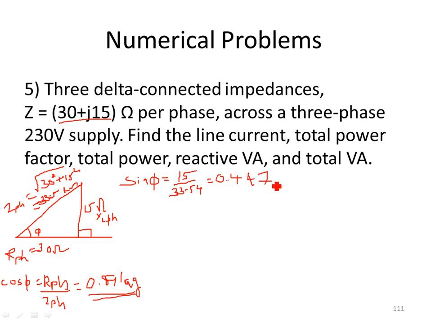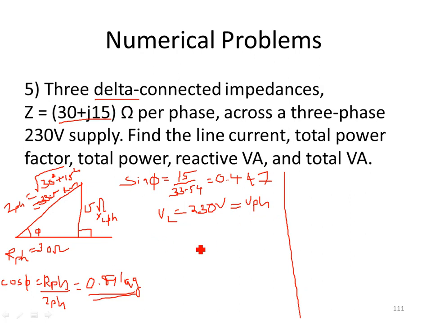Now, here the supply voltage is given as 230 volt. That means line voltage is given as 230 volt. Given that it is delta connected, VL is equal to phase voltage. So line voltage and phase voltage are exactly the same.